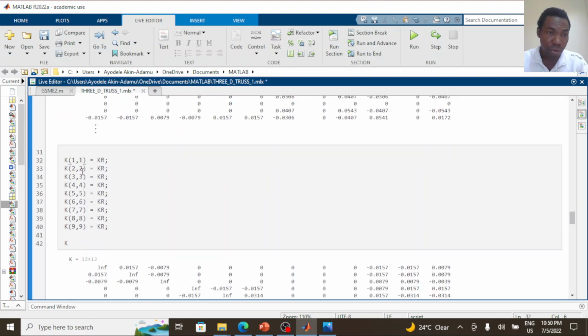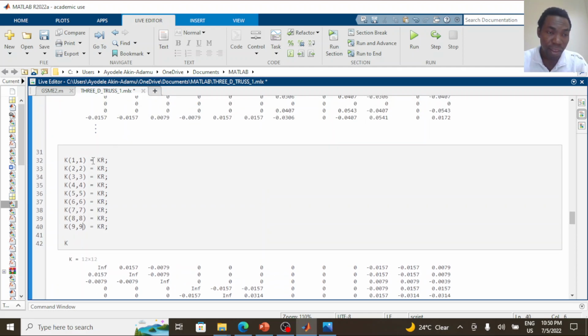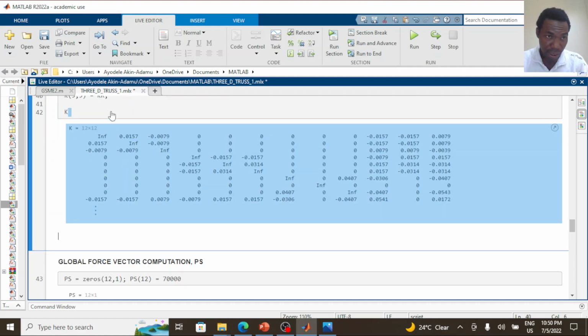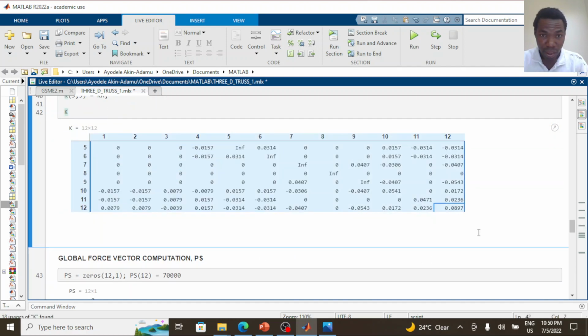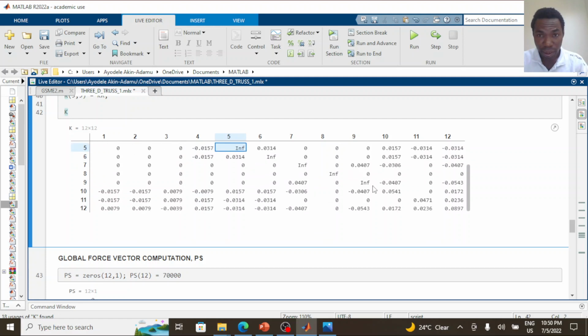At 1, 1, at 2, 2, at 3, 3, at 4, 4, at 5, 5, at 6, 6, at 7, 7, at 8, 8, at 9, 9. So once I add the infinity to these 9 positions, I should run. So this K here, you can see the infinity that were added, to position 9, 9. So this is the modified stiffness matrix. So now we have our modified stiffness matrix.